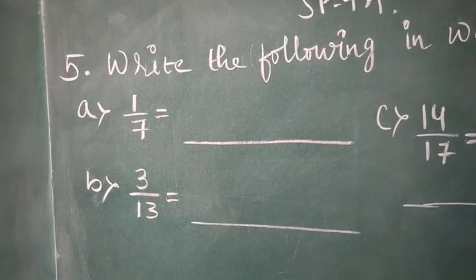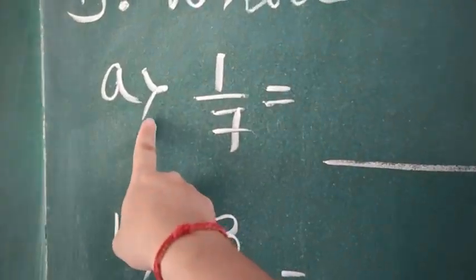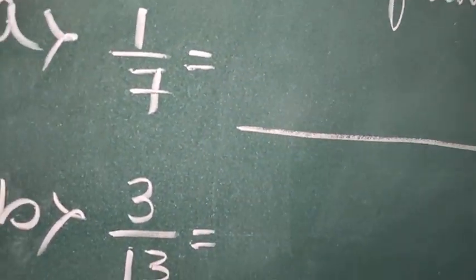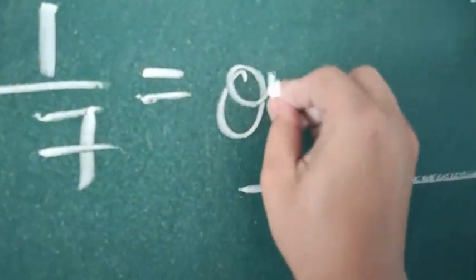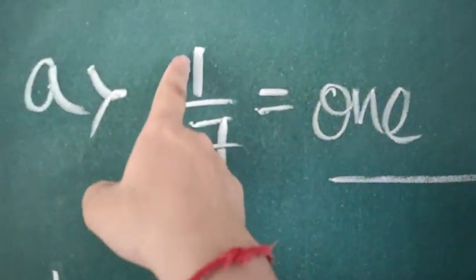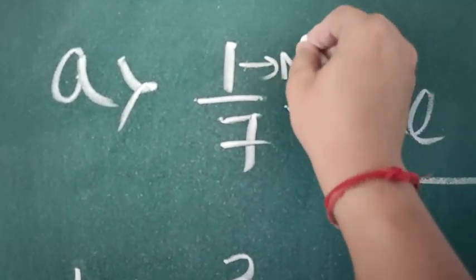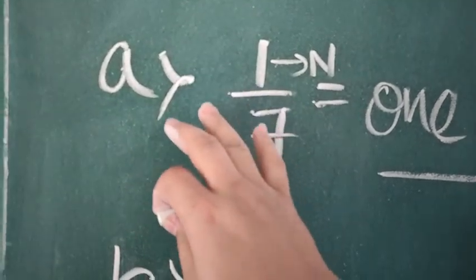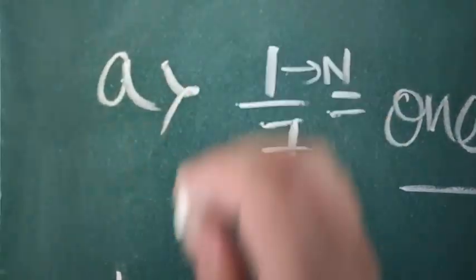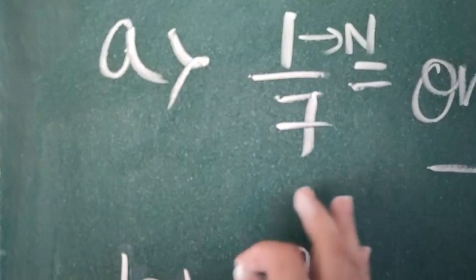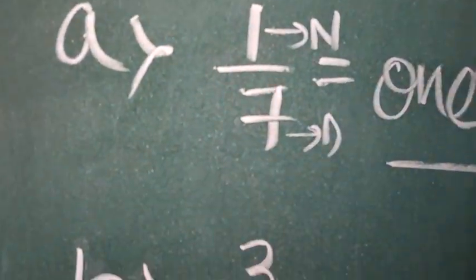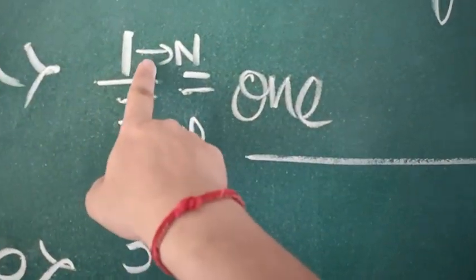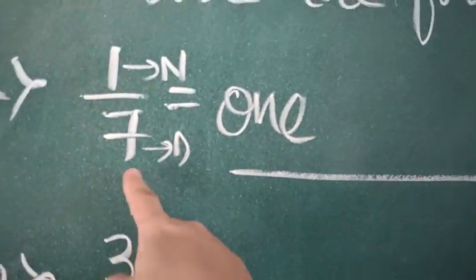The fractions are given over here. Just see part A, 1/7. You have to write this in words. How to write this in words? You will write 1. The first one is called the first part of the fraction. In a fraction, the upper part is called the numerator, and the lower one is called the denominator, as I have mentioned already in the previous class. The numerator will be written as it is, only the denominator is going to change.